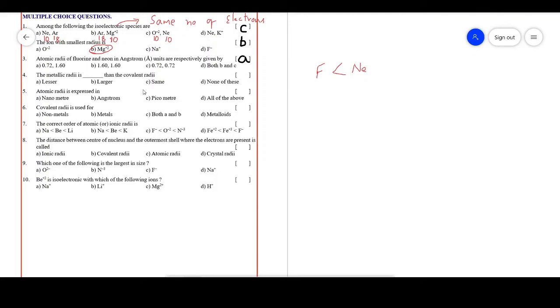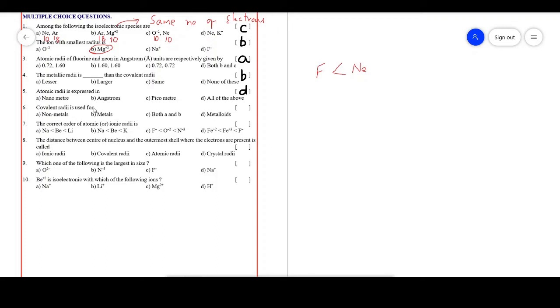So always remember, van der Waals radius is more than metallic radius, and metallic radius is more than covalent radius. So here the metallic radius is larger than the covalent radius. So option B. Atomic radius is expressed in. You can take any of these. It can be given in nanometer, angstroms or picometer. So all the above.